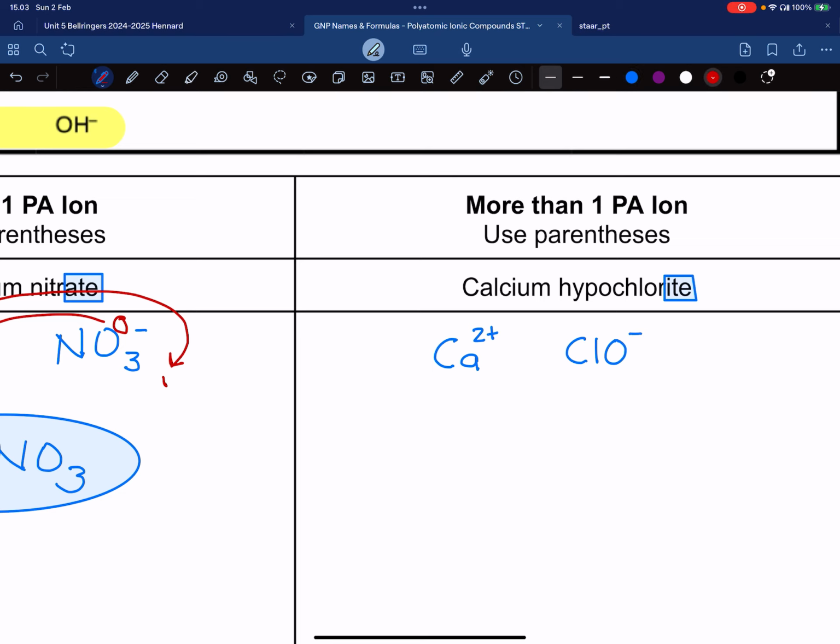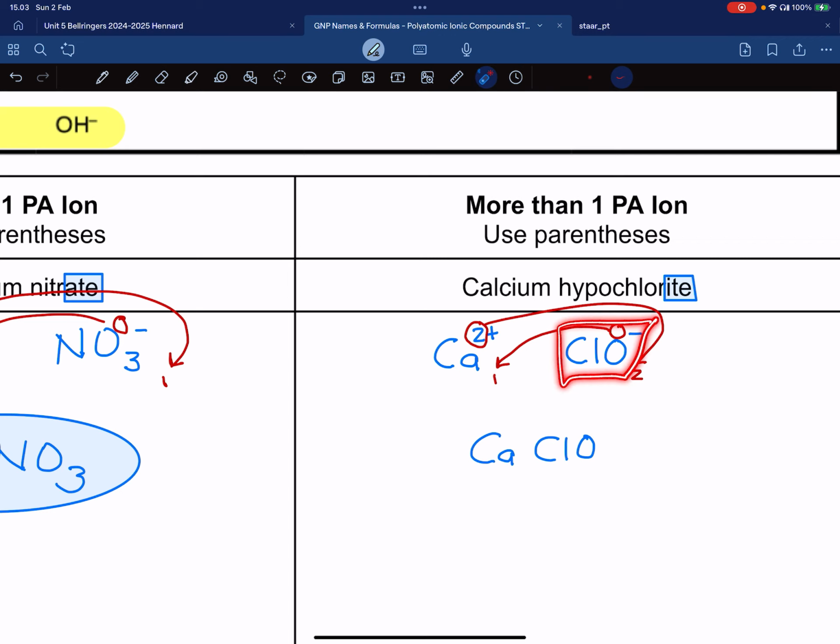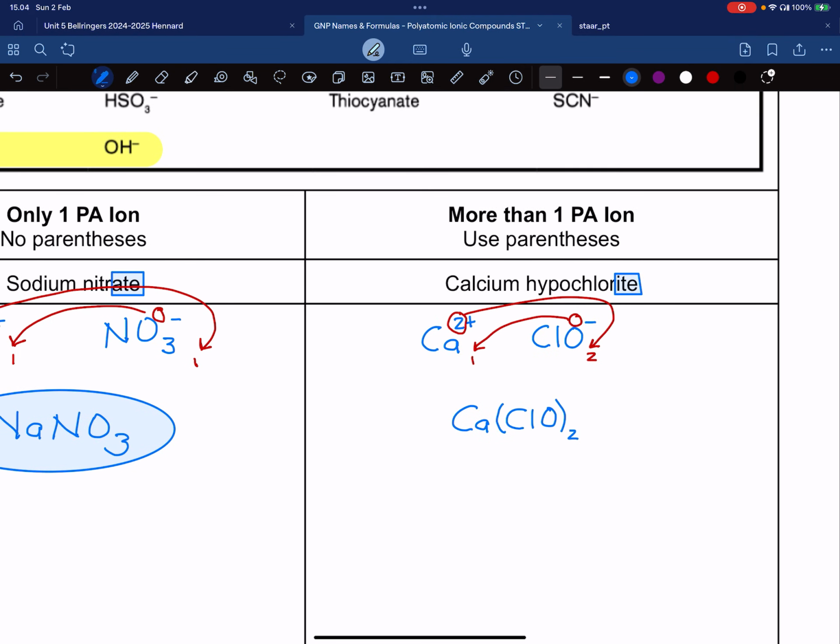So ClO minus. If we're using the crossover method, we're going to take that number, we're going to put it here. We're going to take that number, which is a 1, we're going to put it here. We do not write the ones, so it's just Ca ClO. Now, because there's 2 ClOs, we have to enclose it in a parentheses and put a 2 on the outside. That is ultra critical.